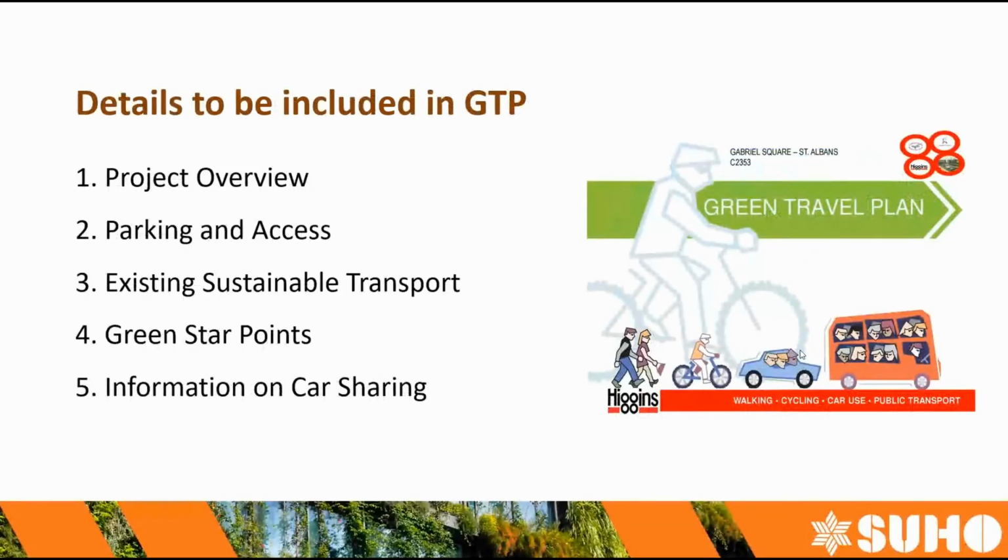Then what are the details that we need to include in the green travel plan? First is the project overview. Second is the parking and access. Third is existing sustainable transport. Fourth is green star points. Fifth is information on car sharing.